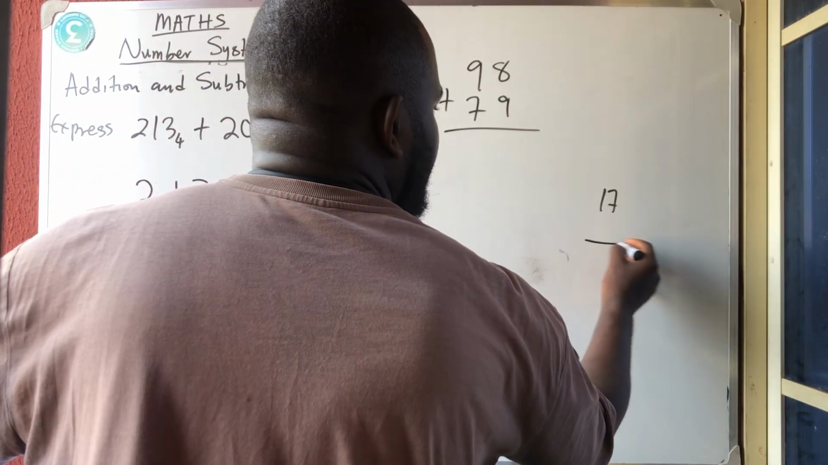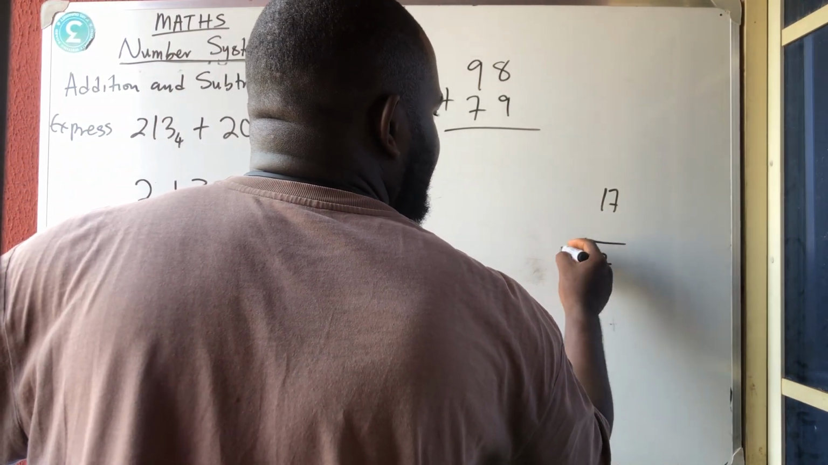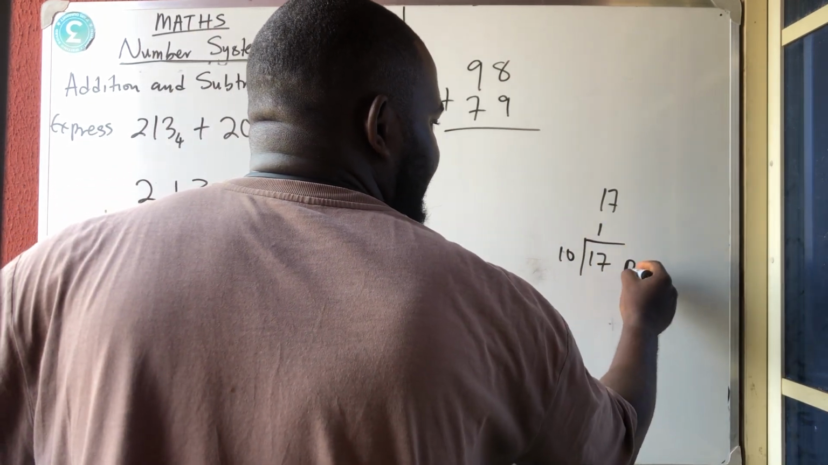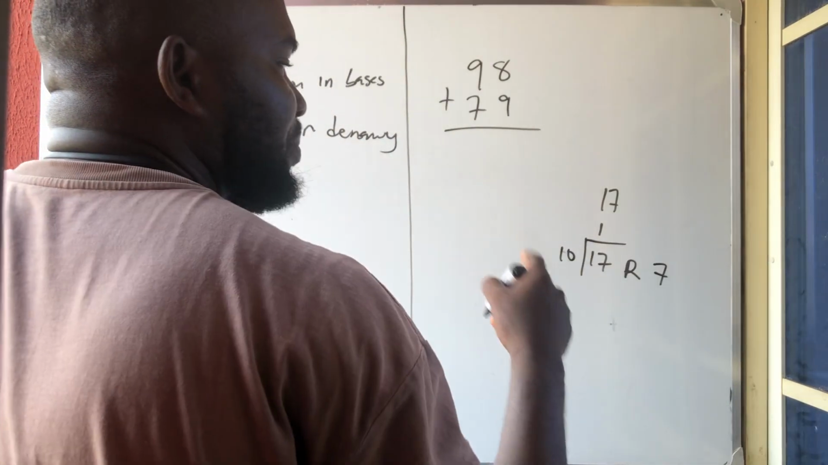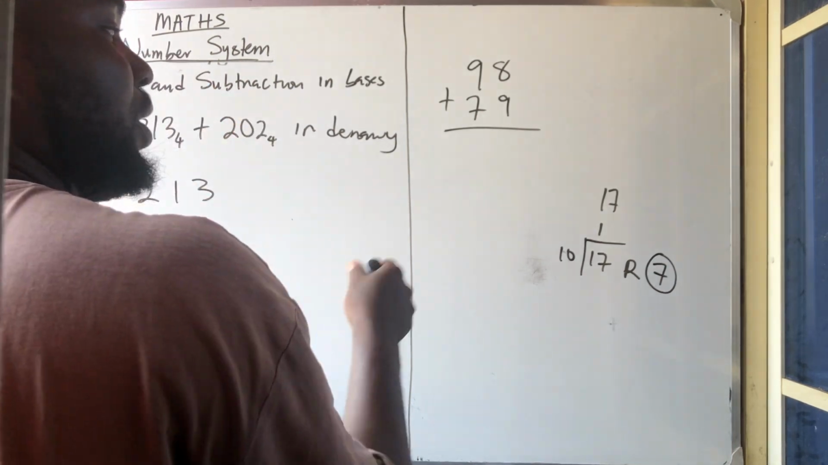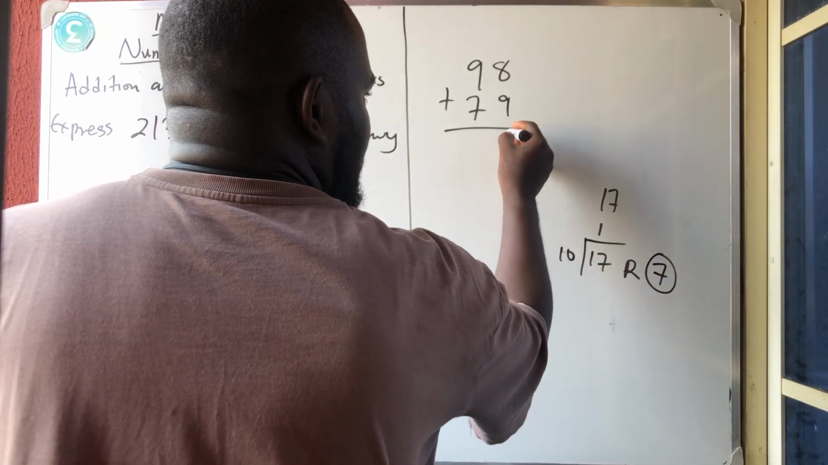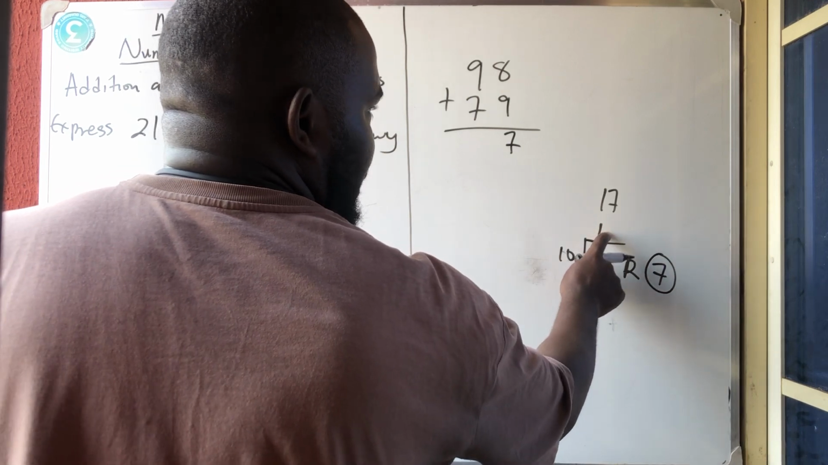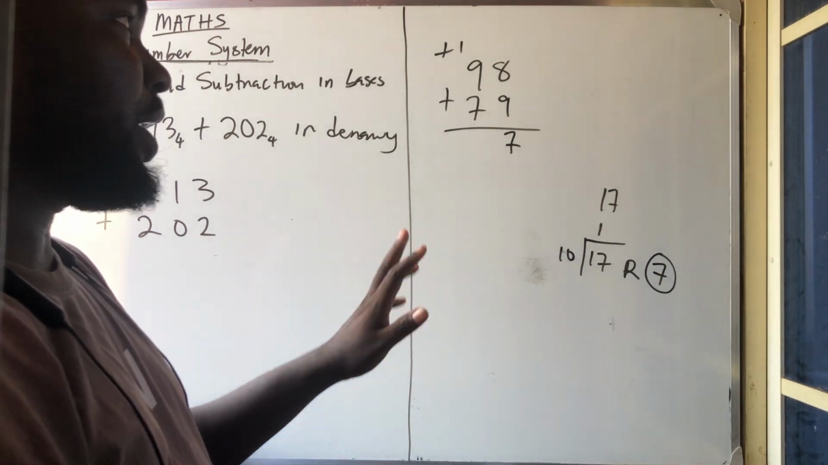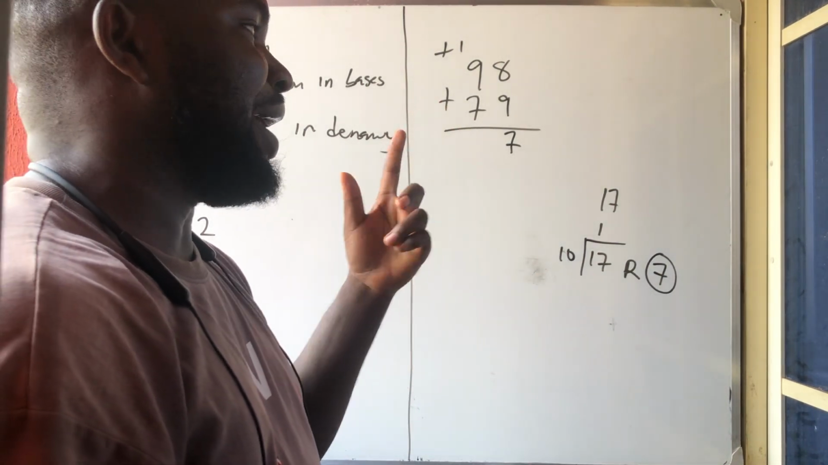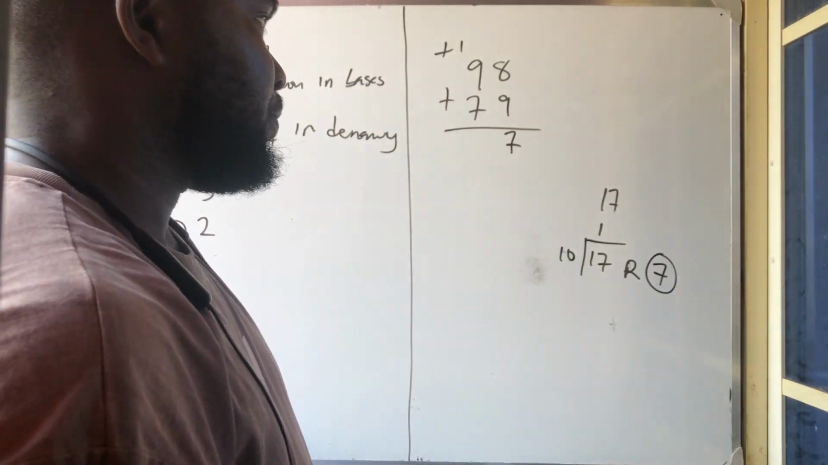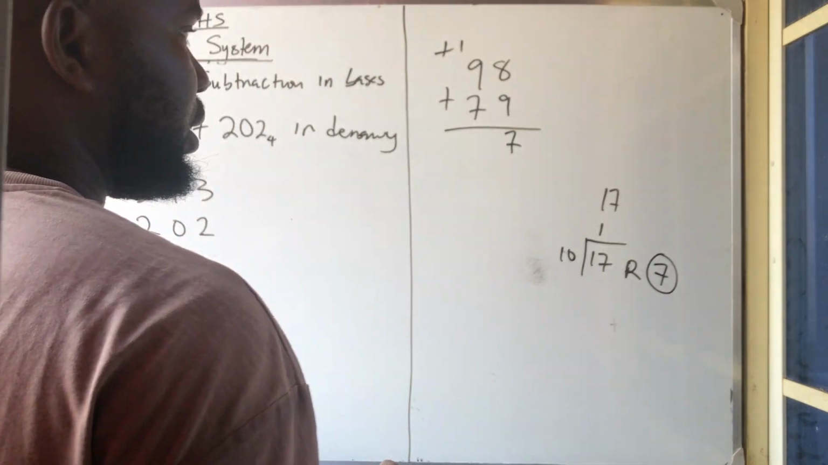We say that 17 divided by 10 will give you 1 remainder 7. And you know that in number bases, it's only the remainder that is always our answer. So my answer here is 7. The 1 will be carried to the next one. But because you were still in primary school when they taught you this, they just told you to write the 7 here and carry the 1 here. That is not so.